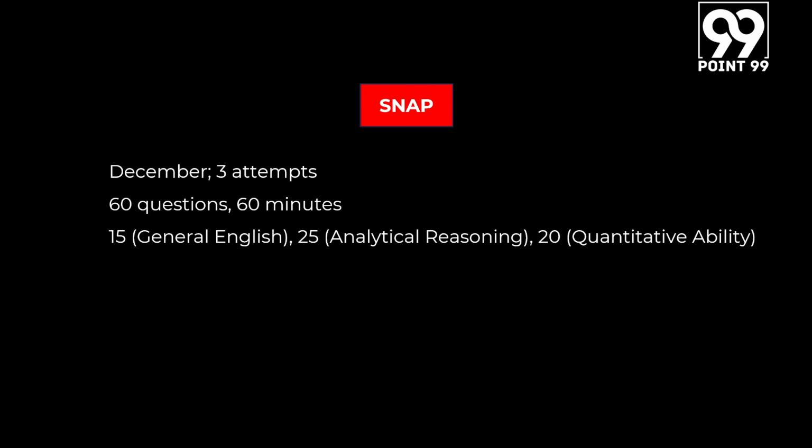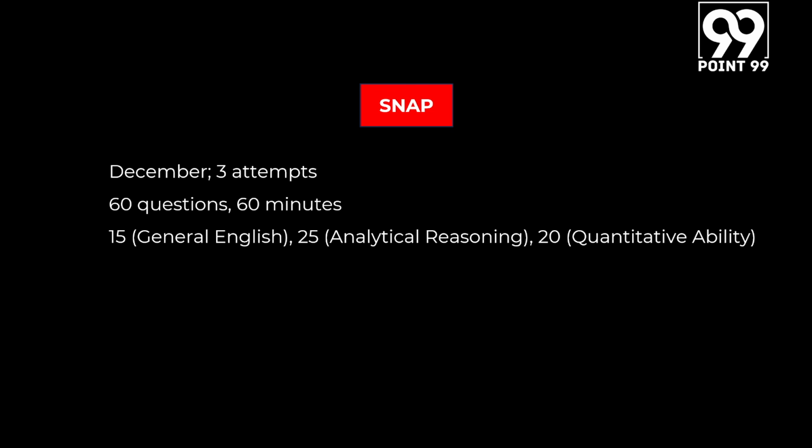So whatever is the best score that you are getting, that is going to be considered when it comes to figuring out your percentile. Now the format of the test is very straightforward. You get 60 minutes to attempt 60 questions. So it is an out and out speed based test.